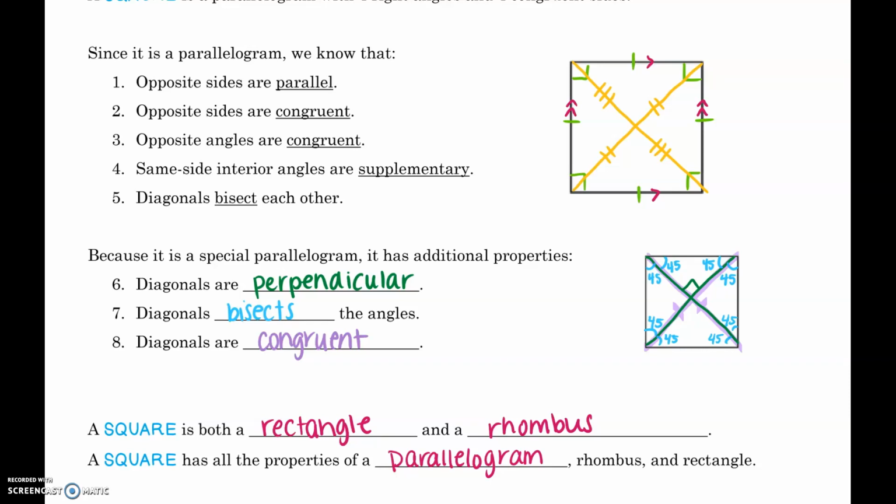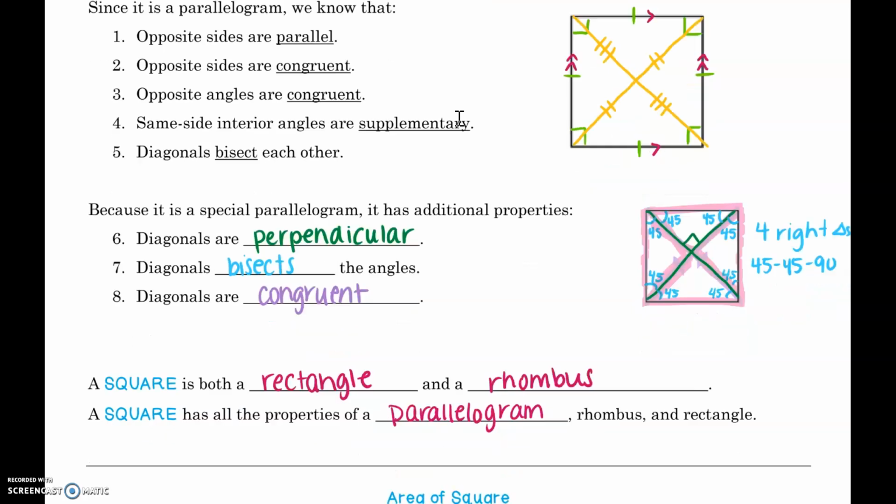Before we move on, I just want to note that here in our square, because the diagonals bisect the angles, you can see that we actually form 4 right triangles, and these right triangles are all 45, 45, 90 triangles. So in our picture, if we highlight our 4 triangles, here we have a 45, 45, 90 right triangle. Here we have another 45, 45, 90, and same thing here and up here. All 4 triangles that are formed by the diagonals are 45, 45, 90 triangles. That's going to be really important for us when we're solving for missing pieces.